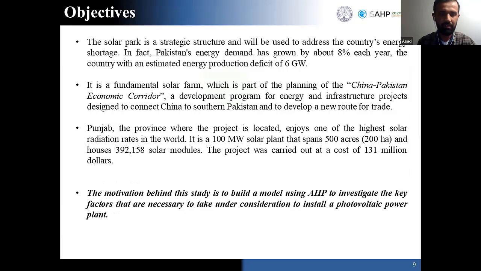So the objective of our study is to build a model using the AHP to investigate the factors that are necessary to take into consideration to install a photovoltaic plant. They can be considered anywhere, wherever you want to install a power plant, but we did this study focusing on the environmental conditions and criteria of the Pakistani environment.